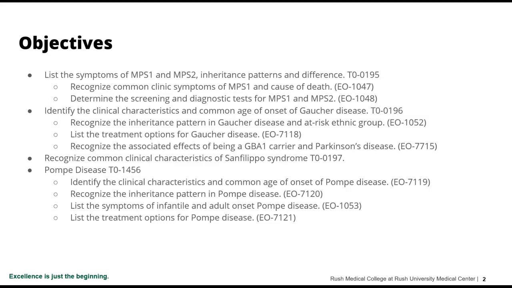recognize common clinical characteristics of Sanfilippo syndrome, and finally, Pompe disease: identify characteristics and common age of onset of Pompe, recognize inheritance patterns for Pompe, and list the symptoms of infantile and adult Pompe disease. Finally, list treatment options for Pompe.